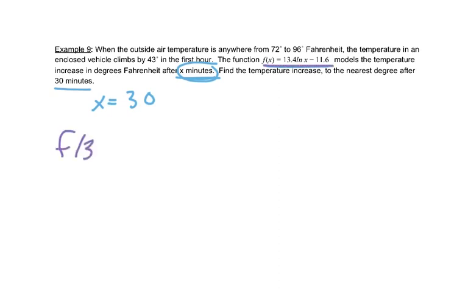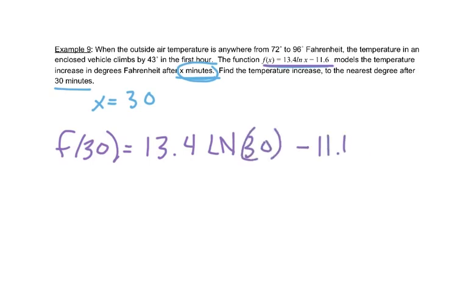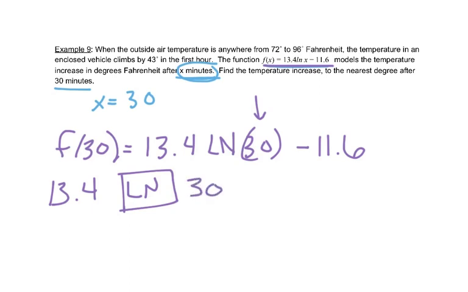We're going to find f of 30 is equal to 13.4 ln of 30 minus 11.6. And I know that there's no parentheses in this problem, but when we replace x, it's a good idea to always put it in parentheses. And that's how your calculator will do it as well. So we'll type this into our calculator, 13.4, and then we'll use the ln button. It will put the first parenthesis there for you. So you just type 30 and then close the parenthesis and then subtract 11.6.